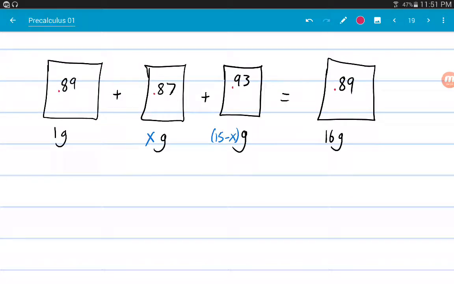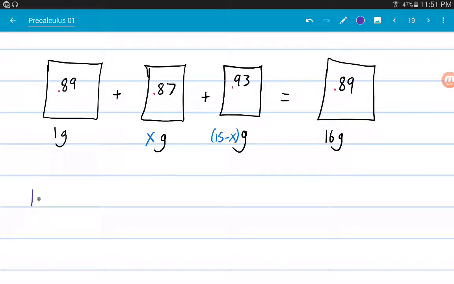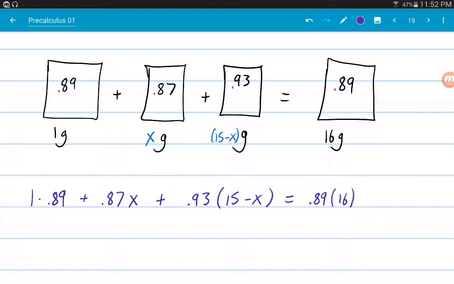Now this is just like one of those interest questions. Let's see. I have 1 times 0.89 plus X times 0.87, which I guess I'd rather write as 0.87x, plus 0.93 times (15 minus x), is equal to 0.89 times 16. And from here I should just be able to do a little distribution and solve.